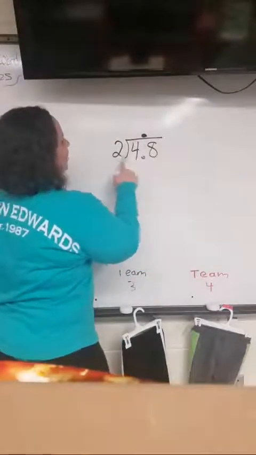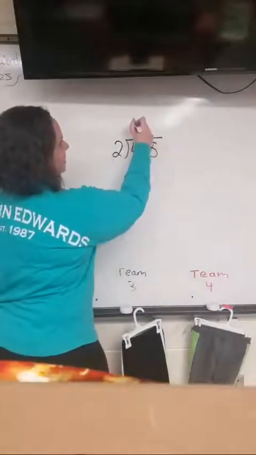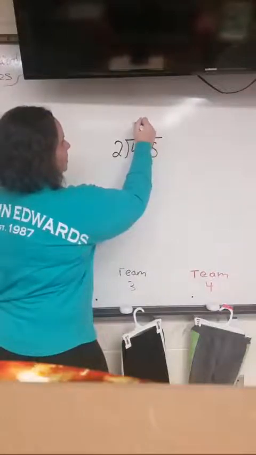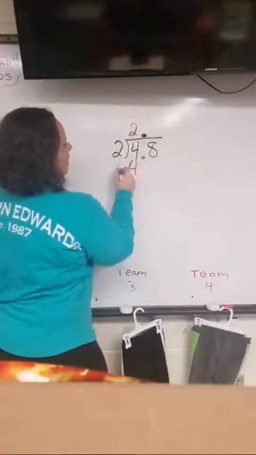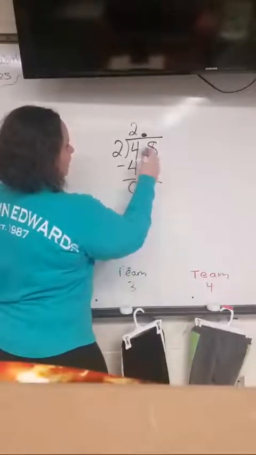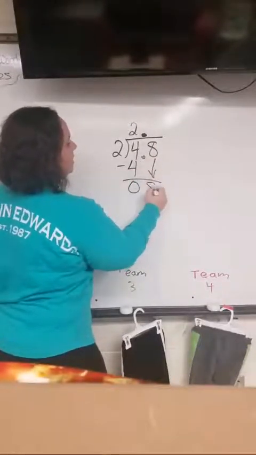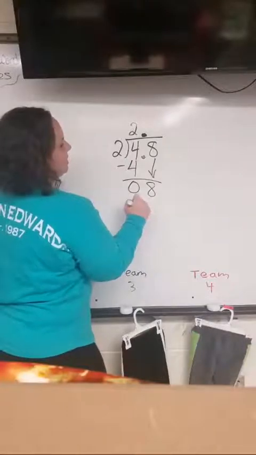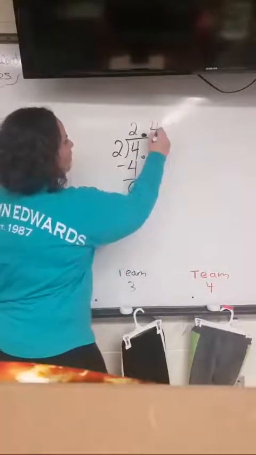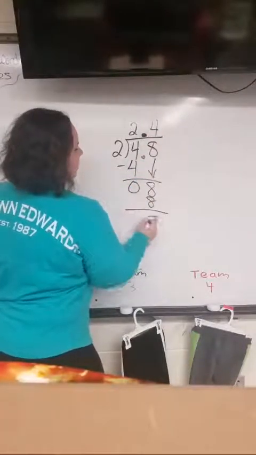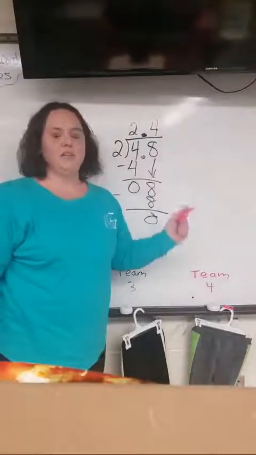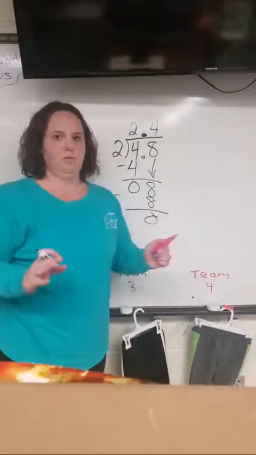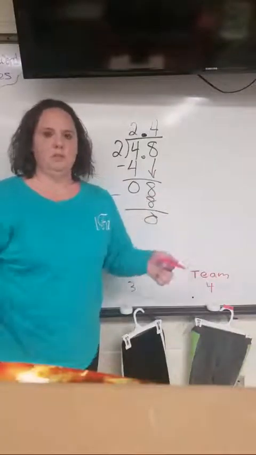Okay, so 2 goes into 4, how many times? It goes into it twice, and 2 times 2 is 4. And then we subtract, and then we bring down. And 2 goes into 8, how many times? 4 times, which is 8, which is 0. Okay, so that was super simple. All we had to do before we started dividing was raise the roof. And that was something all of you can do.